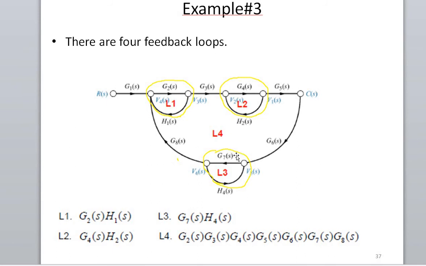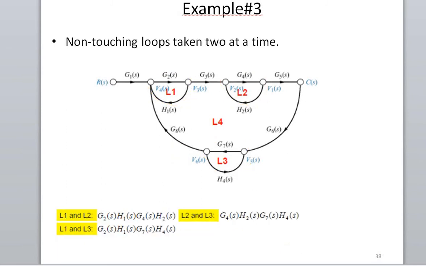So the next step is we have to identify whether there are any two non-touching loops. So we got L1 and L3 as two non-touching loops, L1 and L2 as two non-touching loops, and L2 and L3 as the other two non-touching loops. So we can write the equation of that, that is, the loop gains of all two possible non-touching loops. The loop gain of L1 is G2H1 and the loop gain of L2 is G4H2. So the loop gain of L1 and L2 is G2H1, G4H2.